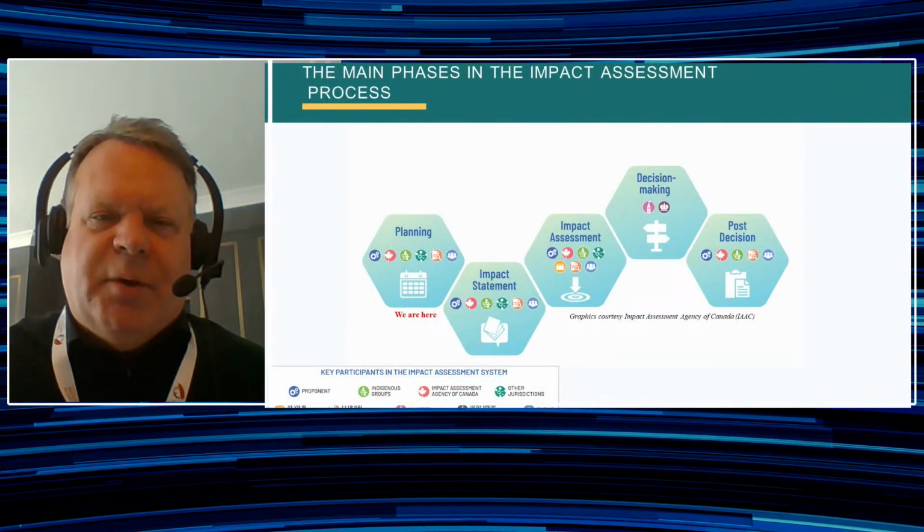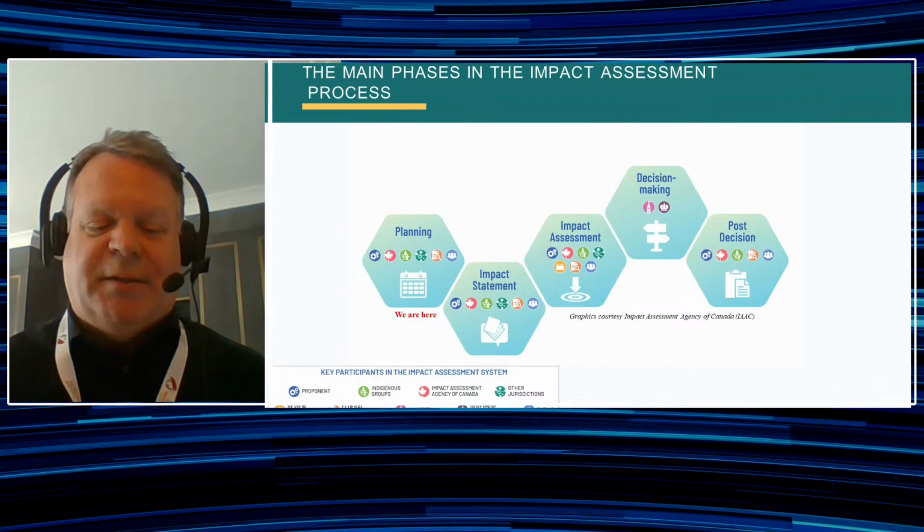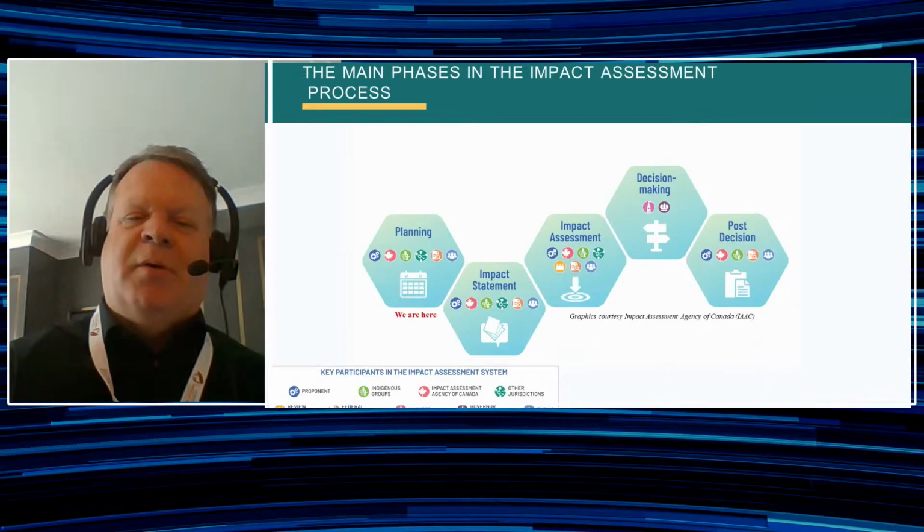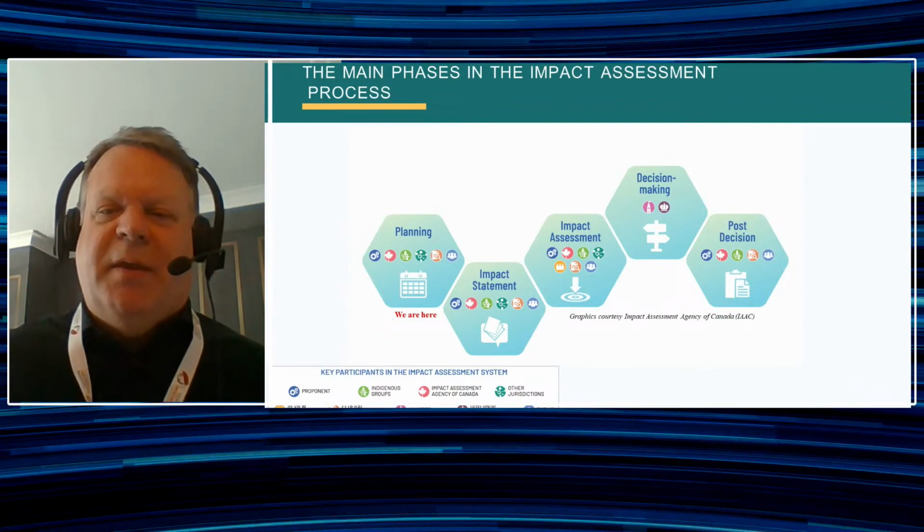So now we'll move to talk about the impact assessment process, which is the federal process. There's 5 main phases in this process, and I'll get into detail about each one. The first is the planning phase, which is where we currently are. Then that's followed by the impact statement phase, followed by the impact assessment phase. And then we have the decision-making phase, and then the post-decision making phase. After a decision has been made by the federal government on the impact assessment, post-decision would be things like monitoring and meeting other commitments. We'll get into that in a minute. So that's an overview of the phases of the impact assessment process.